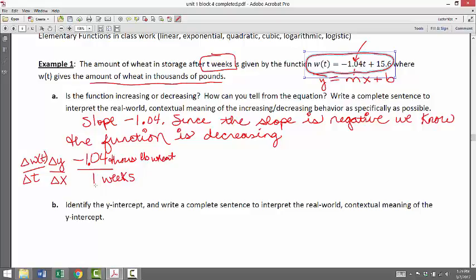They're saying on this graph, if you increase 1 week, you would decrease by 1.04 thousand pounds of wheat. A better way to say that would just be 1,040 pounds of wheat. Now this is consistent and constant. It's a linear function. It does this every single week. It's saying every week that passes, the amount of wheat in storage decreases by 1,040 pounds.